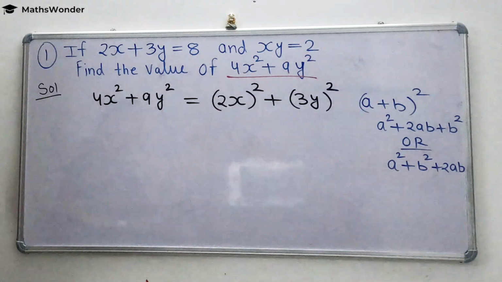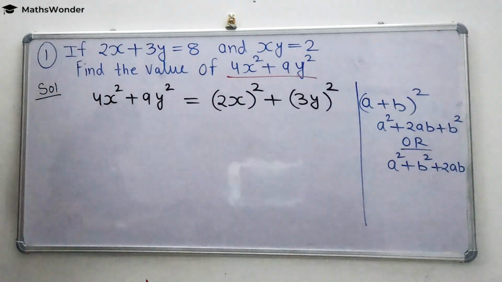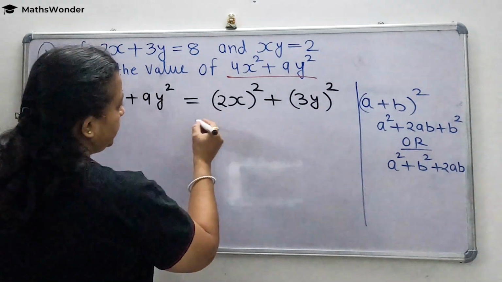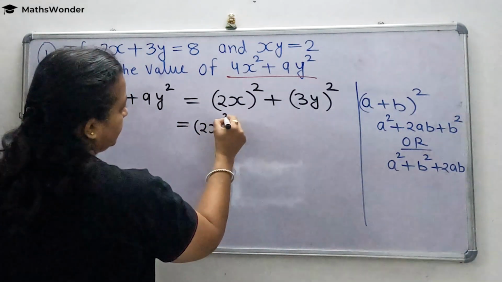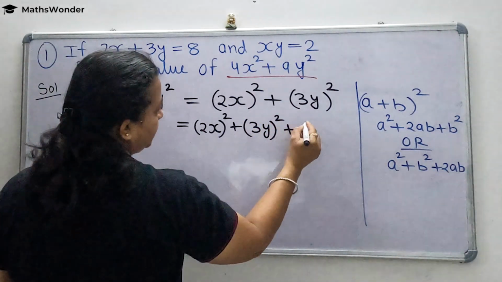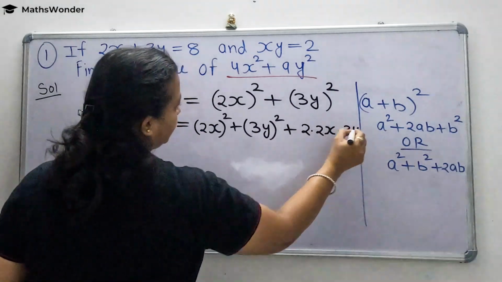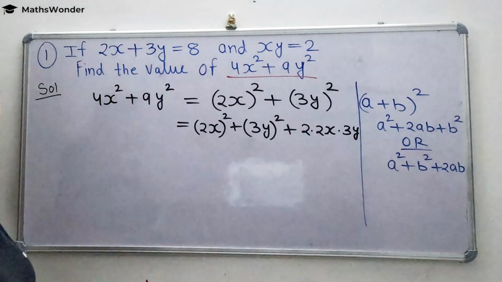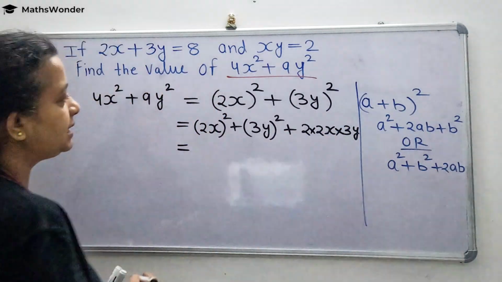Right? Now you will apply your identity in this part. So here is 2x whole square plus 3y whole square plus 2 times 2x plus 3y. The dot means it's a multiplication. Next step.